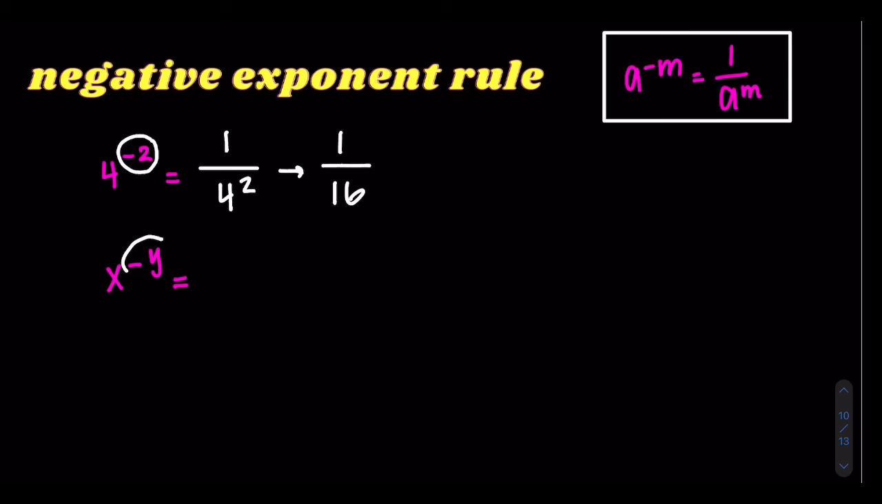Now we have x to the negative y. The rule still applies. We rewrite this as 1 divided by x to the positive y power. And that's all the simplification we can do for this one.